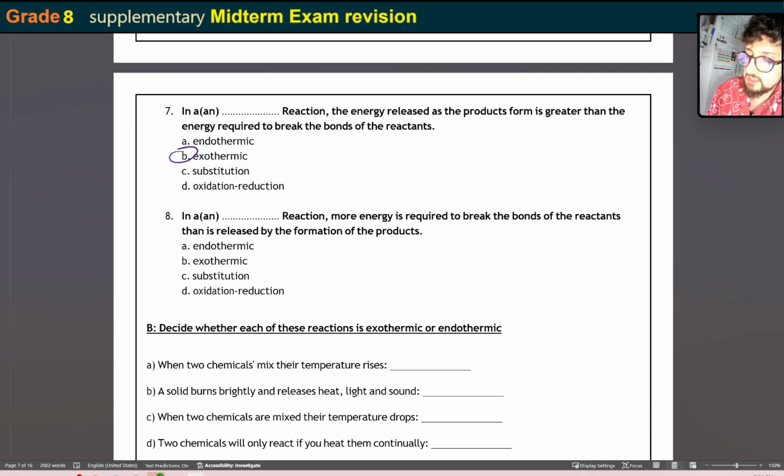In a what reaction more energy is required to break the bonds of the reactants than is released by the formation of the product? So this is an endothermic reaction where energy is put in.